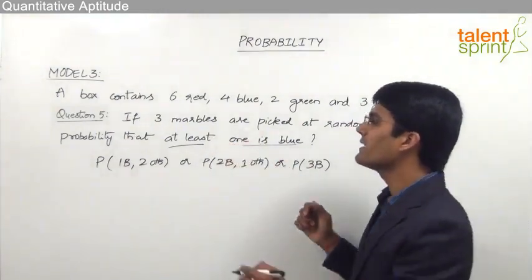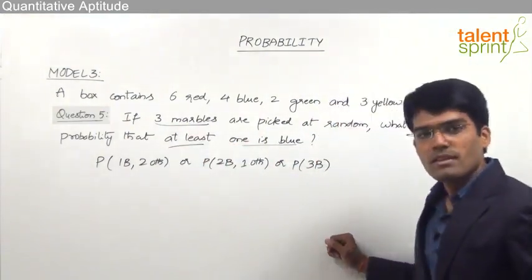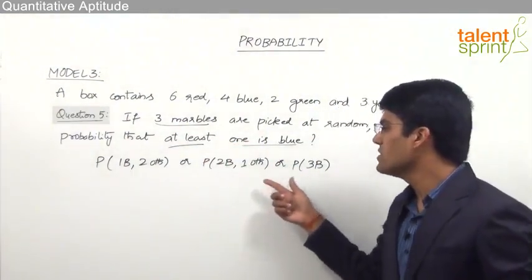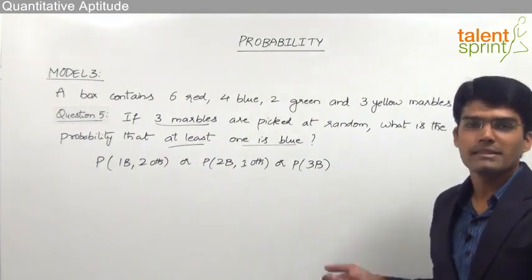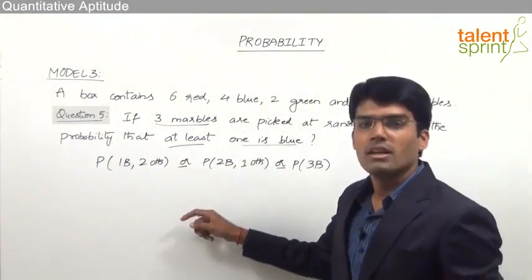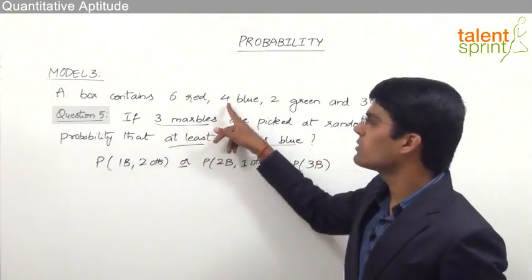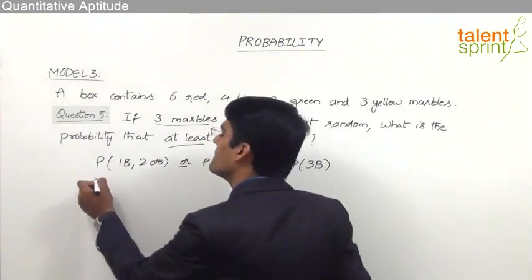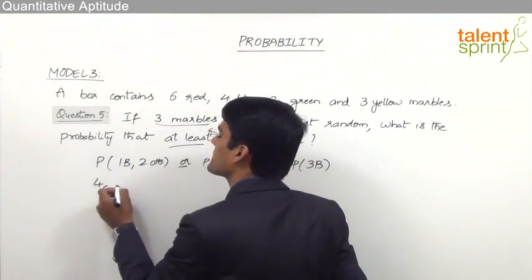Why? Because in total we are selecting only three marbles. So we have to find the probability of each one of them and add them to get the required answer. Why? Because or always means plus. Now when we have to select one blue marble, we have a total of 4 choices. So one blue marble can be selected in 4C1 ways.